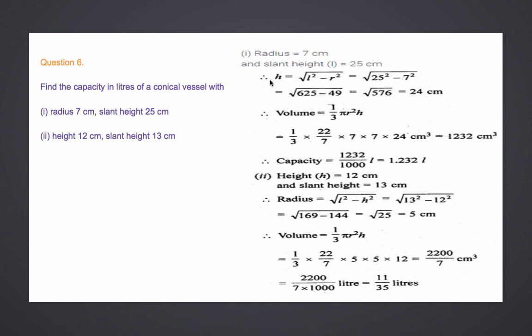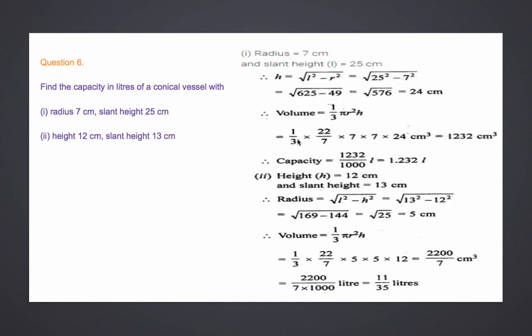So work out H, which comes out as square root of L square minus R square. Why are you getting this, students? Because it was the perpendicular. Perpendicular is square root of hypotenuse square minus base square. So that's what it is. Okay. 25 square 625, 7 square 49. Difference is 576 and it is a perfect square. It is the square of 24. So I have got now the height also.